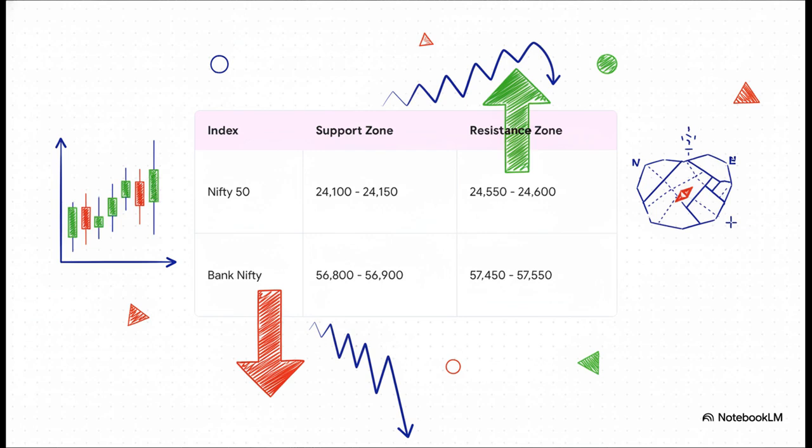So, for the Nifty 50, the crucial support zone you're watching is between 24,100 and 24,150. If the market breaks below that, you can probably expect more selling. Simple as that. Now, on the upside, the resistance to watch out for is between 24,550 and 24,600. Think of these numbers as a trader's map for tomorrow's session.